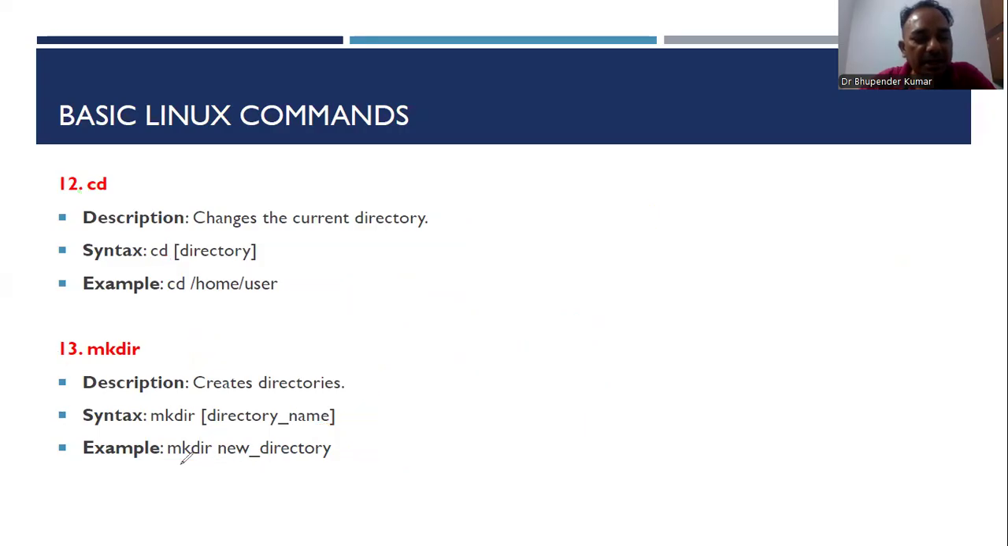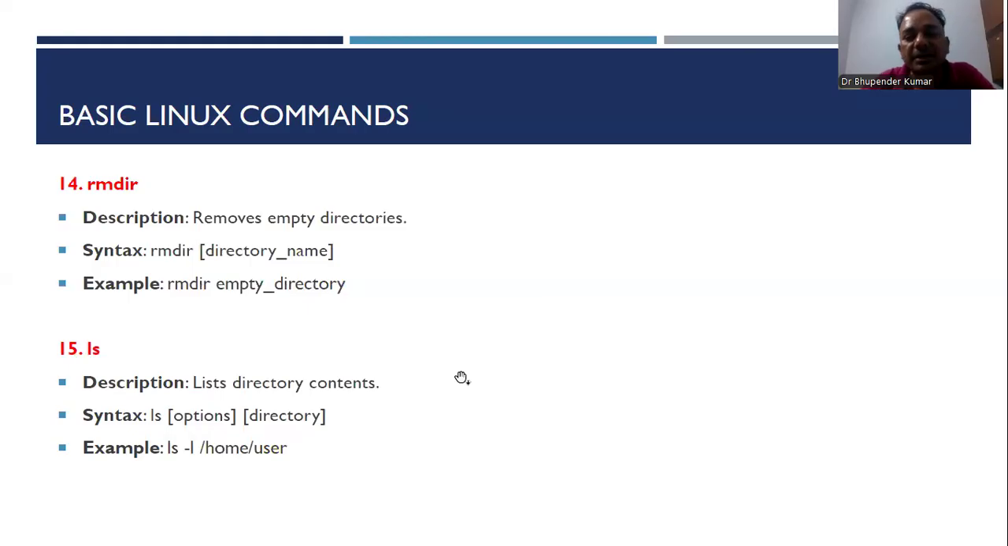You can create multiple directories also using mkdir. Type mkdir, new directory, second directory, third directory, fourth directory. That's how you can create multiple directories. The names of these multiple directories are to be separated with white space. Okay, so let's move to the next command.